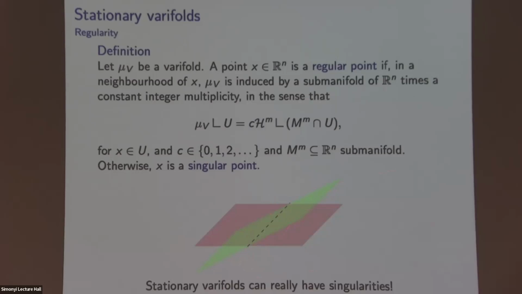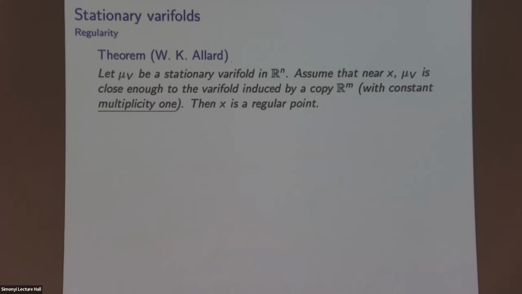So the next question is to ask whether we have some bounds, and how many singular points we can have for this theory of stationary varifolds. And here is the main theorem, from almost 50 years ago, I would say. Take a stationary varifold in the Euclidean space. The assumption is that near a point X, your varifold is close enough to a very simple varifold, the one induced by an m-plane in R^n. And here you have to be close to this with constant multiplicity 1.